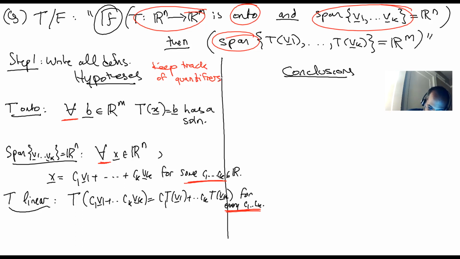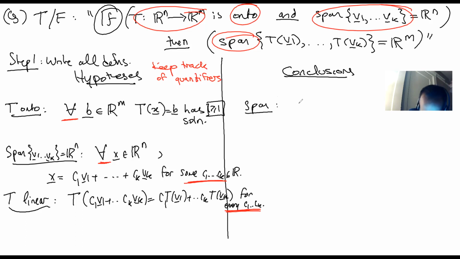Now let's write down all the definitions that appear in the conclusion. Sorry, has a solution. Okay, yeah. So again, to be extra precise, let's make it has at least one solution, right? People are having a discussion in the chat about is it exactly one or at least one. It means at least one. Okay, now the conclusion we want to reach is that the span of these vectors is equal to R^m.